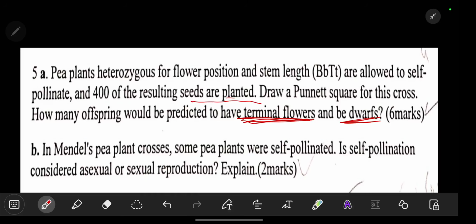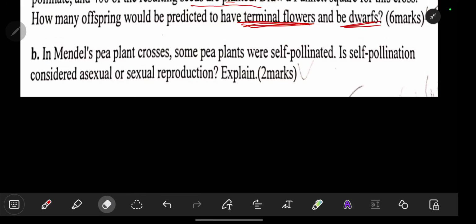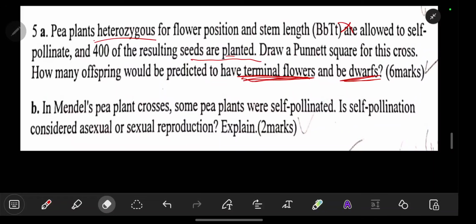6 marks. So the first thing is that we have been told the peas are heterozygous, meaning they carry genes of both, and are allowed to self-pollinate, meaning crossing this with itself. So as long as we are crossing heterozygous with heterozygous, expect a 9 to 3 to 3 to 1 ratio, like that. So therefore, we are going to answer the question by doing this. 400 of the resulting seeds are planted.